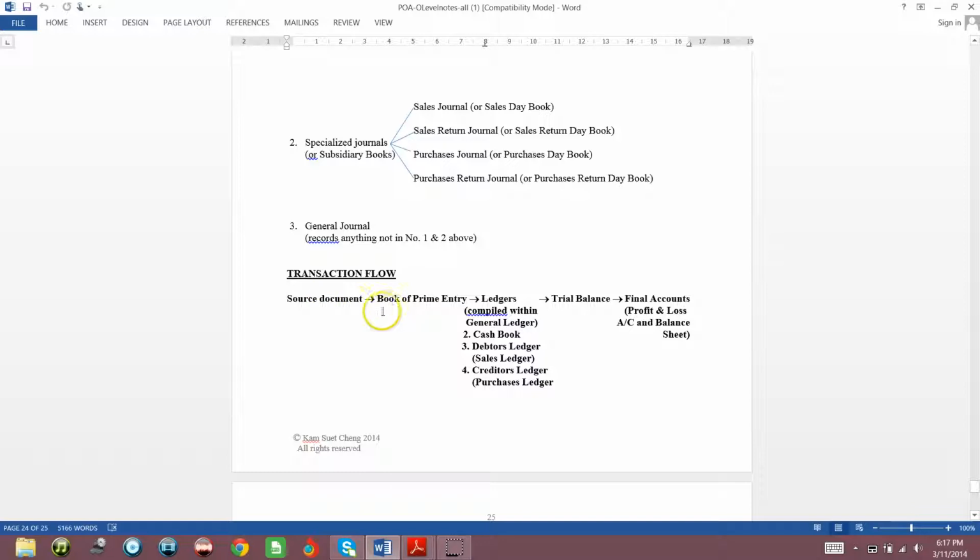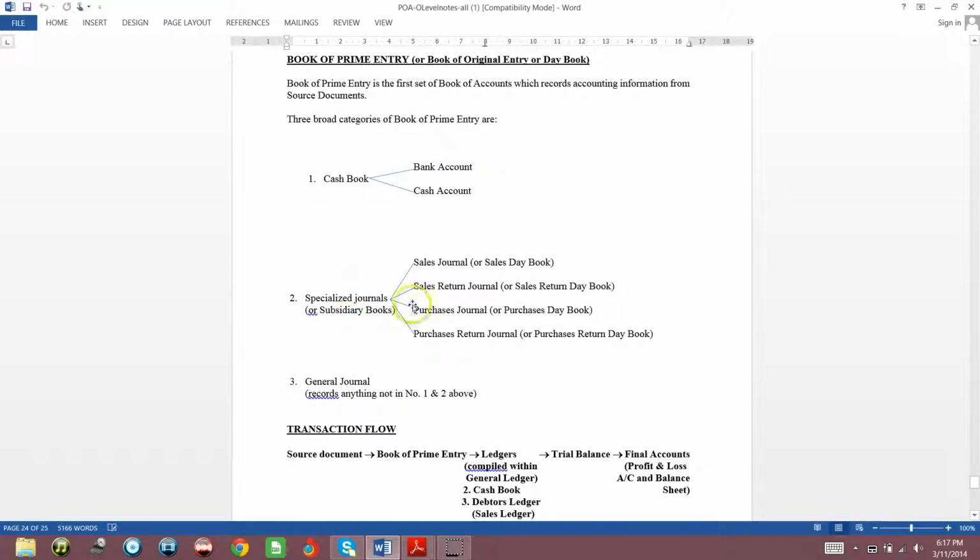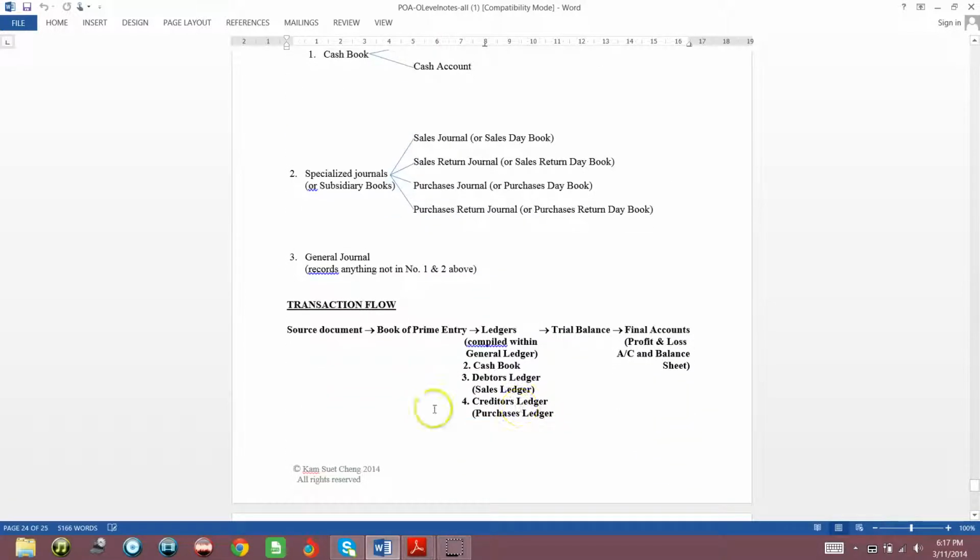So from your source document, you will post to your book of prime entry. All these are books of prime entry. I've explained to you, these are the books of prime entry. And from book of prime entry, we record into ledger. Okay, so now you must understand that, like in accounting lesson 1 I've explained before, the purpose is at the end of the year you need to produce a profit and loss account and balance sheet because you need to submit income tax.